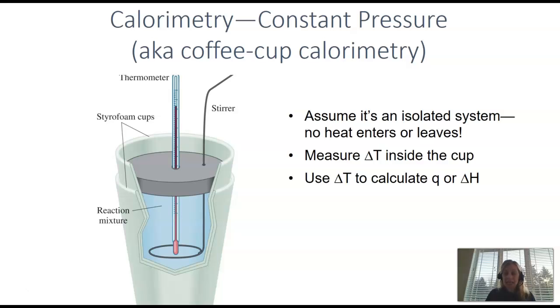Now that heat gets the symbol Q, so we can calculate Q, and then we can also translate that Q into delta H, the enthalpy of the reaction. And as we're doing calculations, I'll be more specific about what is the difference between Q and delta H. But right now we're going to use them interchangeably. They sort of just mean how much heat was released or absorbed.